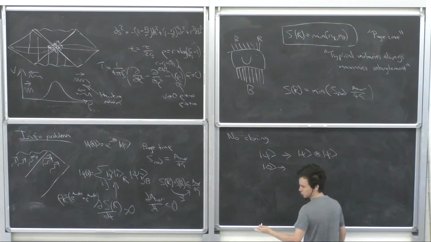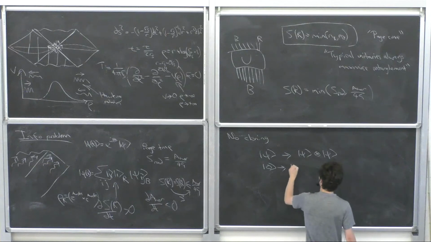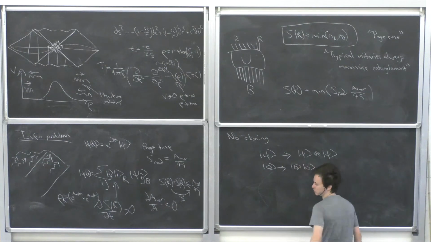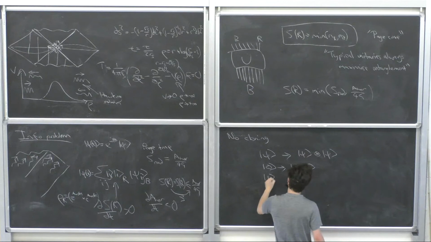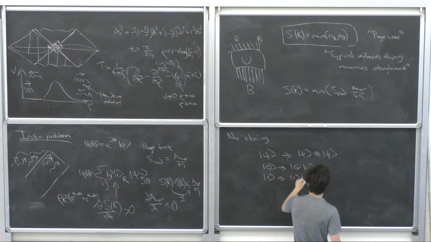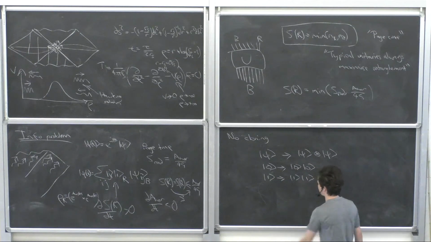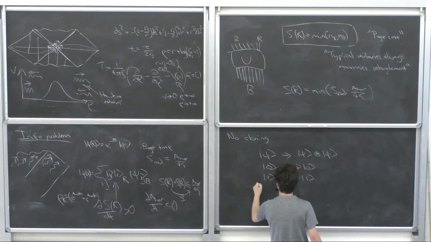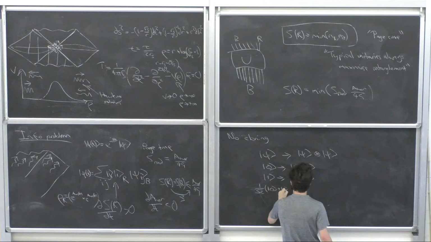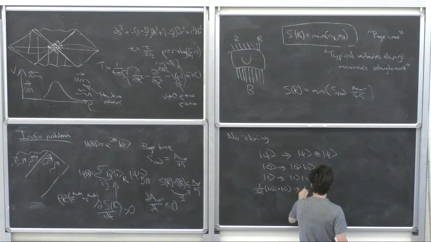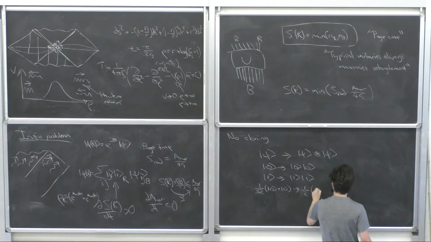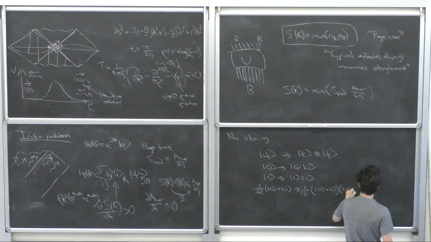Let's say this was true. I'm going to prove by contradiction. Then 0 goes to 0,0. 1 has to go to 1,1. And the plus state, 1 over square root 2 times (0 plus 1), has to go to a half times (0 plus 1) tensor (0 plus 1).